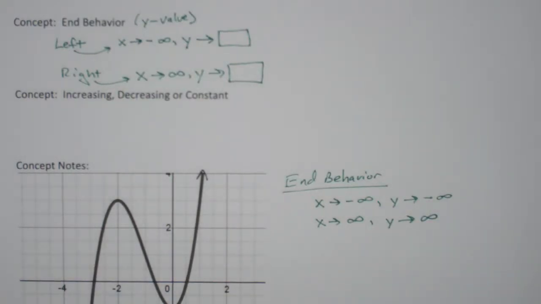So there's your end behavior. Pretty easy for the most part. It doesn't have to be infinity or negative infinity. Sometimes a graph approaches a horizontal asymptote, and so you can list an actual value there.